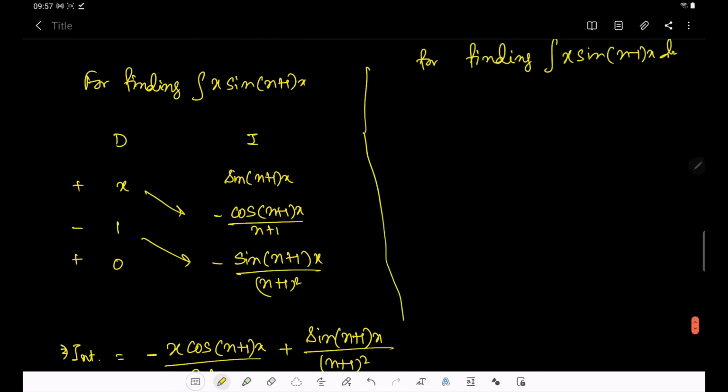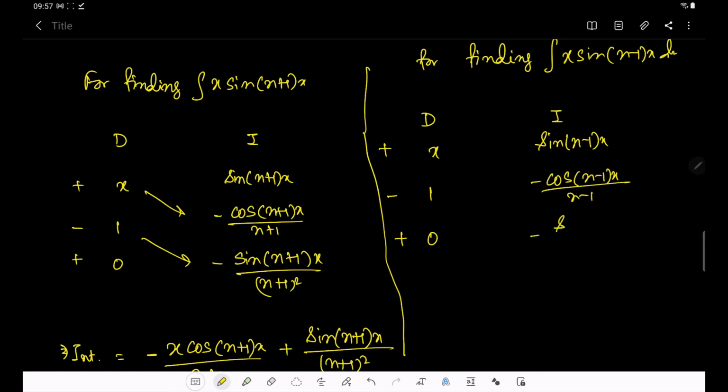And let's see what it is producing here. So D and I with plus, minus, plus: x, 1, 0, and we have sin((n−1)x), so it will produce minus cos((n−1)x)/(n−1), and again the integration will produce this one.